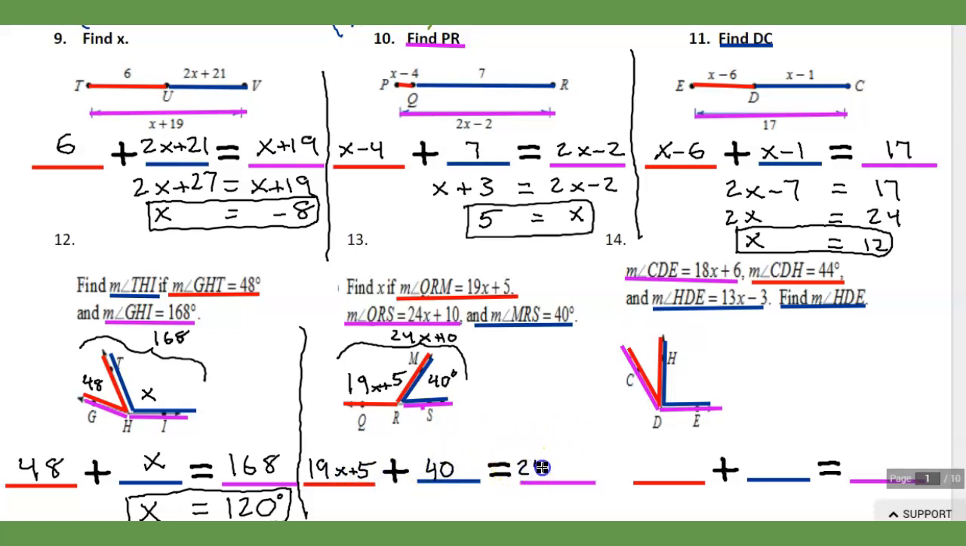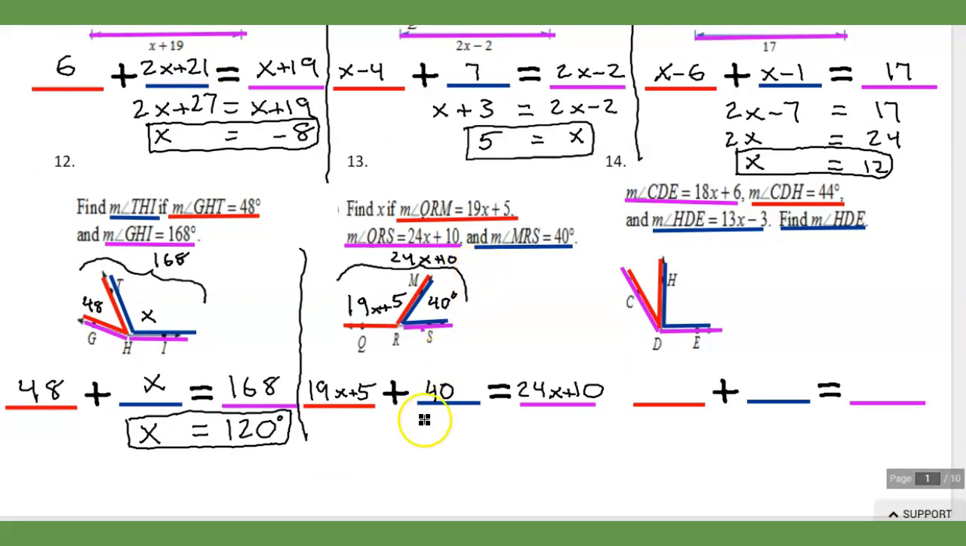equals 24x plus 10. So slightly bigger equation to have to solve. So we'll have 19x plus 40 equals 24x plus 10. I'm going to subtract 10 on both sides, so I'll get 30. And I'll subtract 19x from 24x, and that will give me 5x. And divide both sides by 5, so x will equal 6.